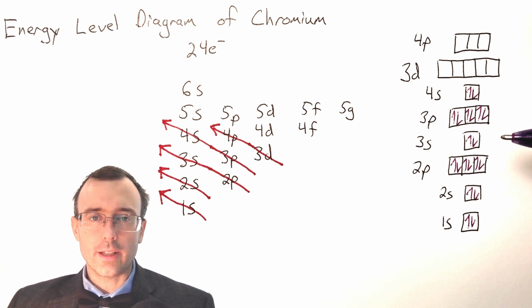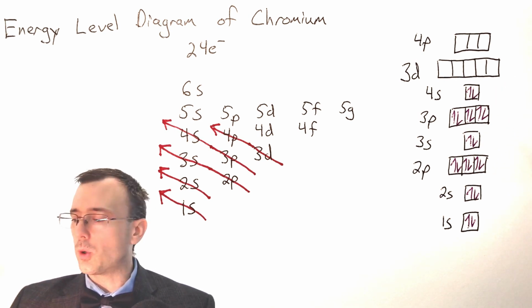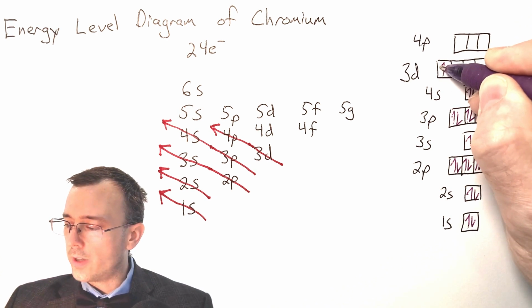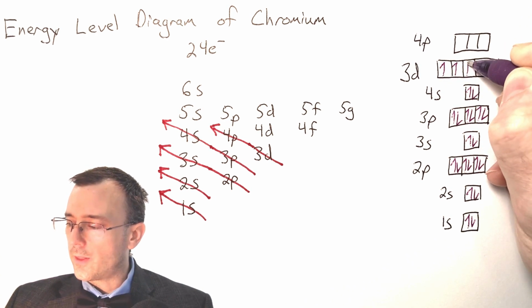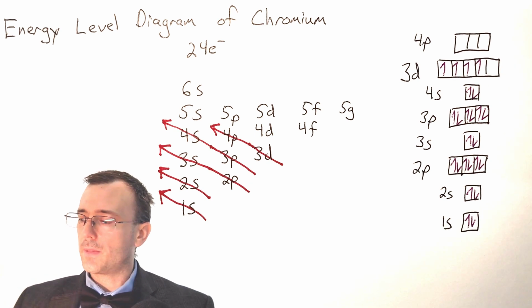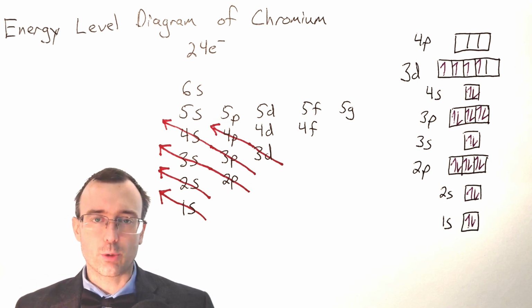All right, so we have 20 electrons in there so far, so that means we need 4 more. That's going to be 21, 22, 23, 24. All right, that is it for chromium.